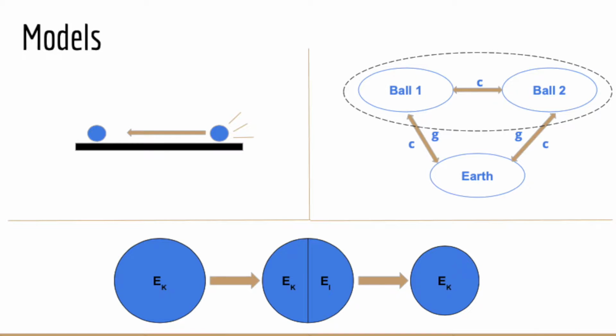On the upper right, we have our system schema, where we have ball 1, ball 2, and the Earth. The two balls have contact with each other, and the Earth has contact and gravity on each of the balls. Both of the balls were placed into the system.